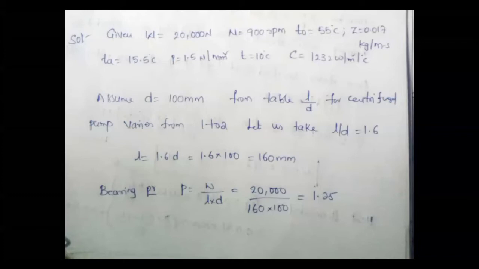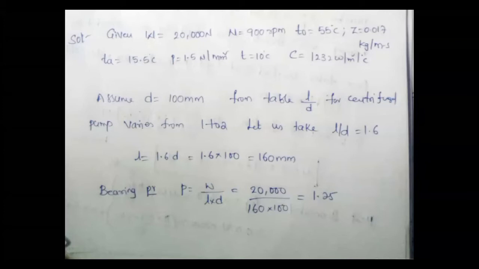Now calculate the bearing pressure value. Here the bearing pressure value is P equal to W by L into D, and your value is 1.25. This 1.25 value is when you are assuming that the D value is 100. Right. Very good. Fine. Now, what is the actual bearing pressure value for a centrifugal compressor in your data book? It is to be varied from 1 to 2. Is it correct or not? In your data book, the bearing pressure value will be varying from 1 to 2.